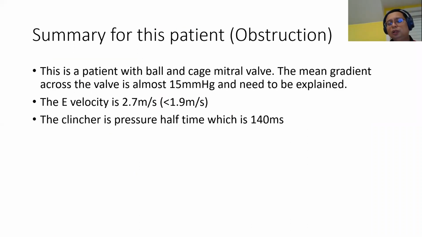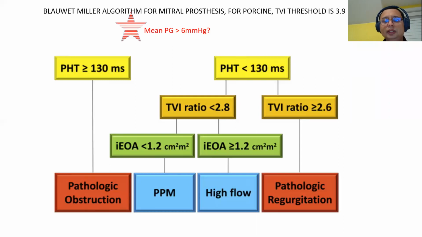So if you follow my thought process, once you know what the type of dysfunction is, you want to ask yourself why the patient has obstruction. Structural valve degeneration, thrombosis, patient prosthetic mismatch, infective endocarditis. So that is your differential diagnosis. So this patient goes straight away to that part of the algorithm. This is the Blauet Miller algorithm. So this is a pathologic obstruction.